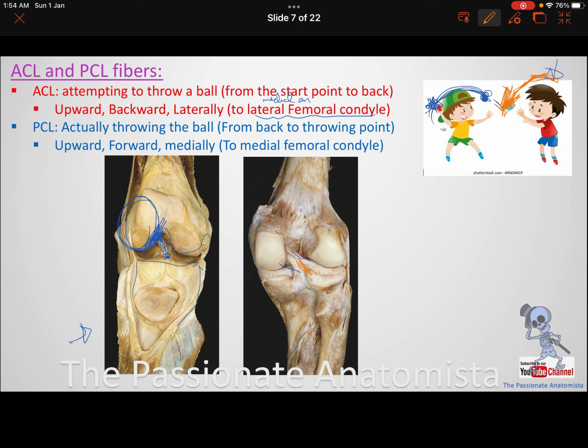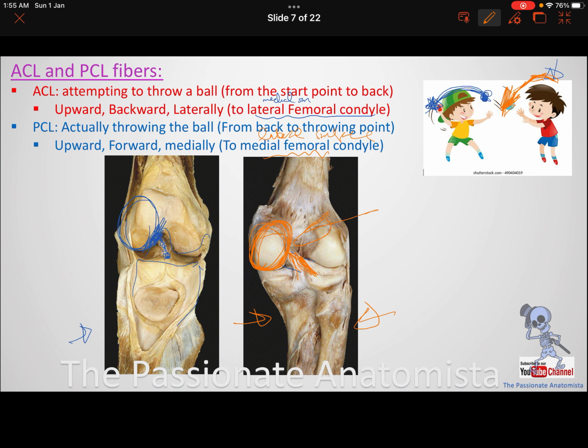So look at the PCL. It runs upward, forward, and medially. This is the tibia, this is the fibula, and this is the medial femoral condyle. Which surface? It's going to be the lateral surface. So the medial femoral condyle, but the lateral surface. This way you will remember the running fibers of the ACL and PCL.